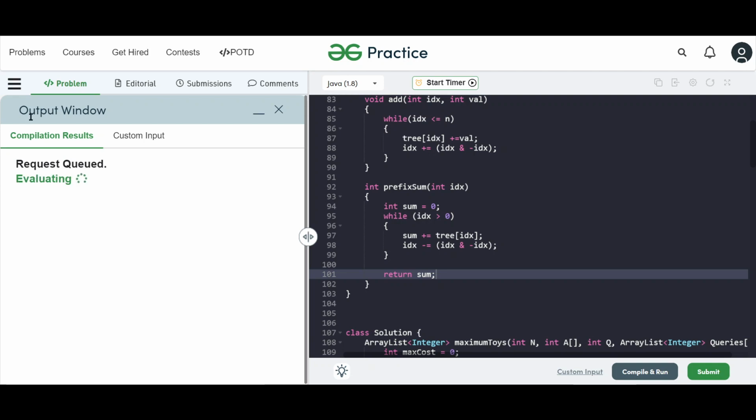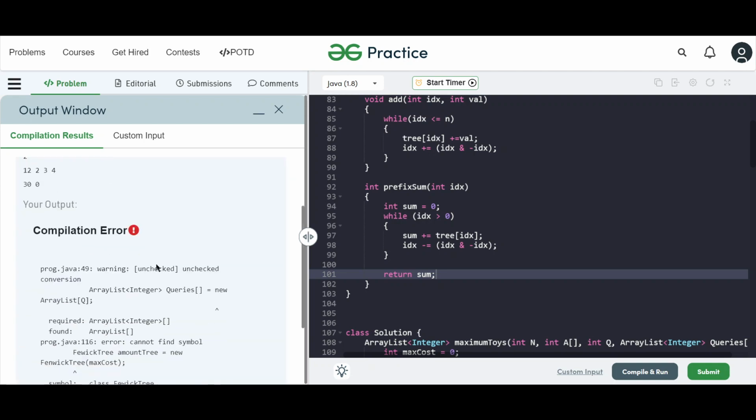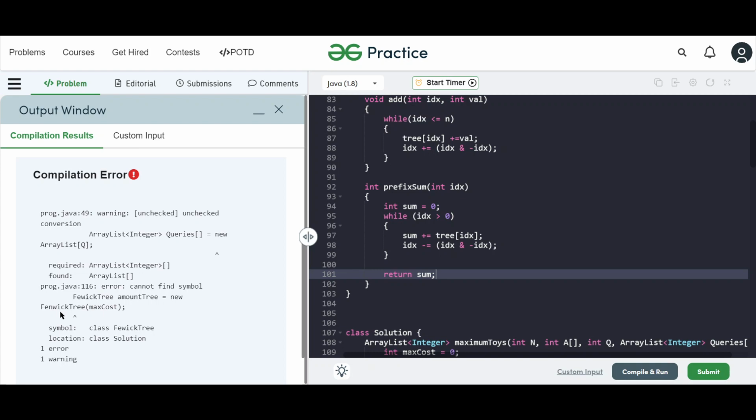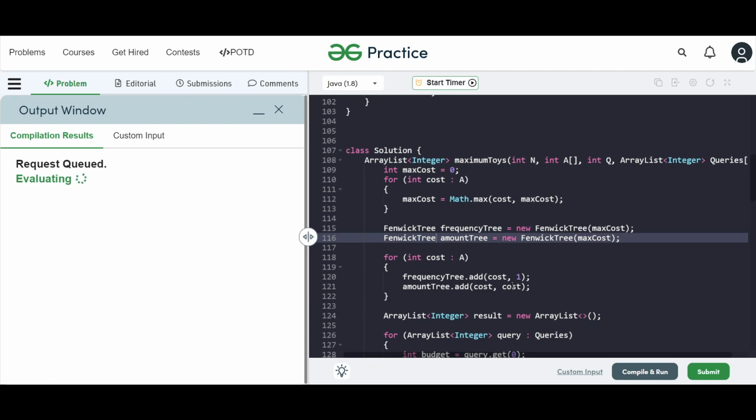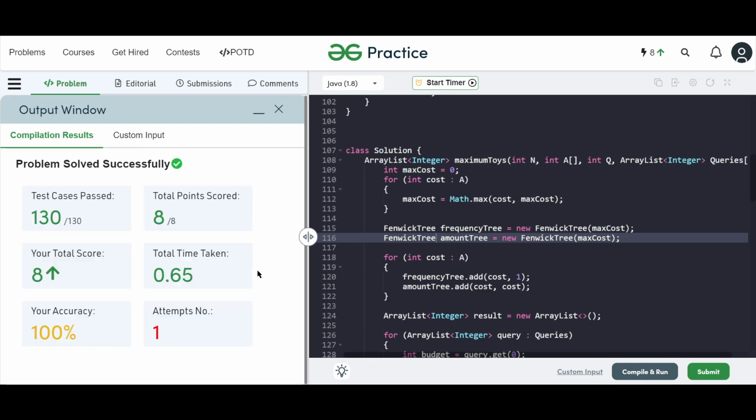All right, let's look at the next one. Cannot find symbol. FenwickTree sum spelling mistake, line number 116. Okay. And finally, we are able to make it work. The first example passes. Let's submit and see if all the test cases pass or not. And all test cases pass as well.